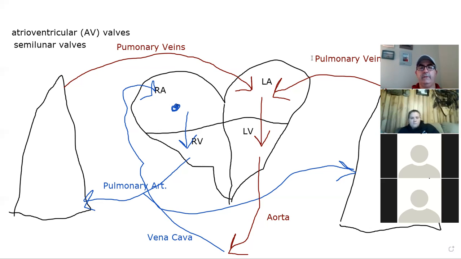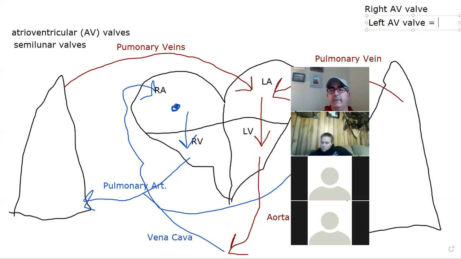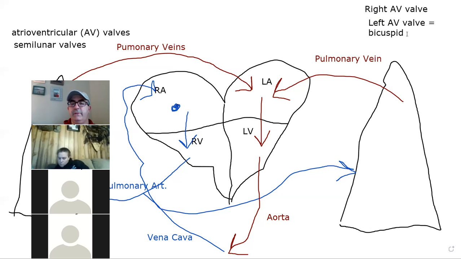So you have the right AV valve, maybe up here. Right AV valve. And you have a left AV valve. The left AV valve is called bicuspid. The right AV valve is called the tricuspid. The left AV valve is called the bicuspid. So all that means is those things are named because the left AV valve has 2 flaps. The right AV valve has 3 flaps.